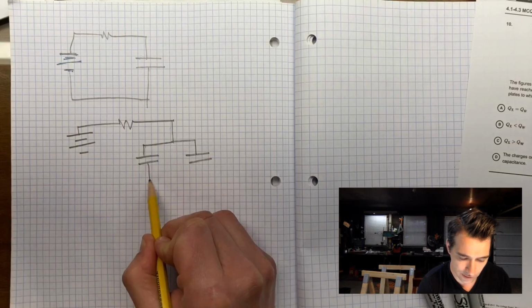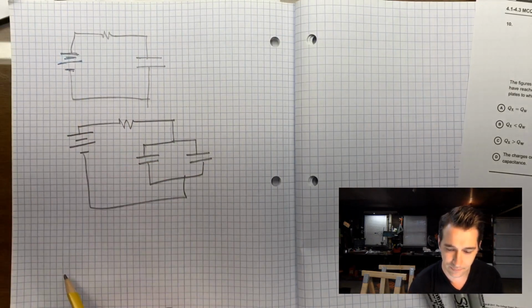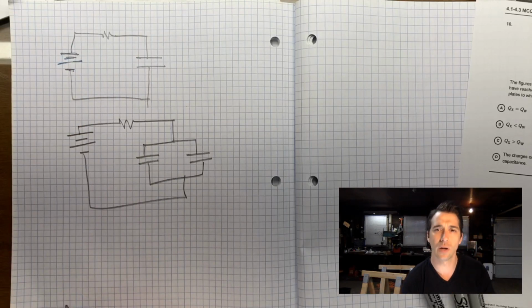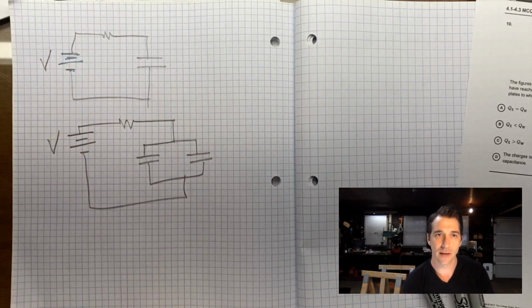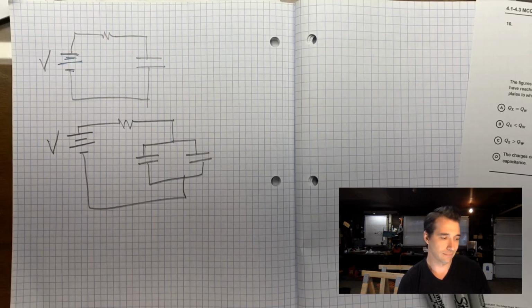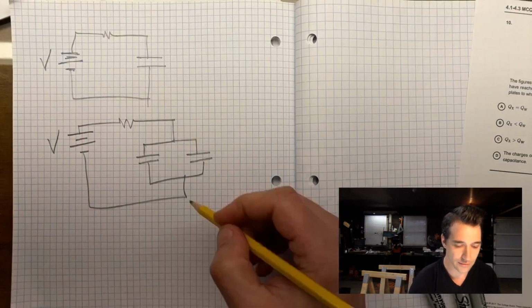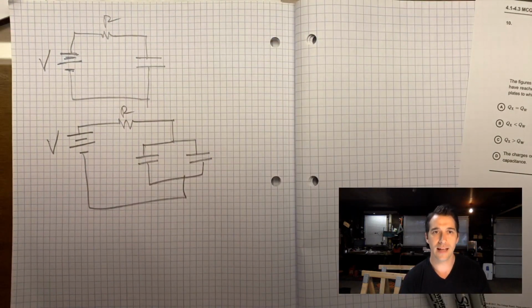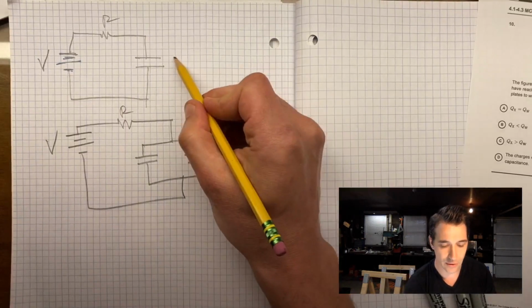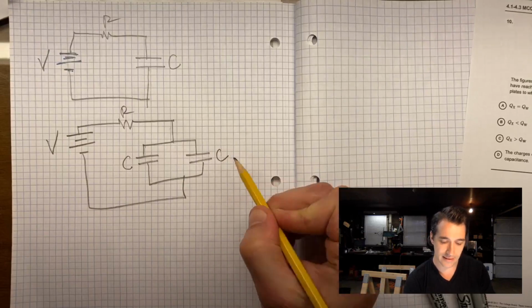In the wording of the problem, they tell us the batteries are the same. So what does that mean? What do we know if the batteries are the same? We know that this voltage and this voltage are equal. I could call them V1 and V2, but since they're equal, I'll just use V. The resistors are equal, so we can put R and R. And they even tell us the capacitors are equal, so this C is equal to the C here and the C here.